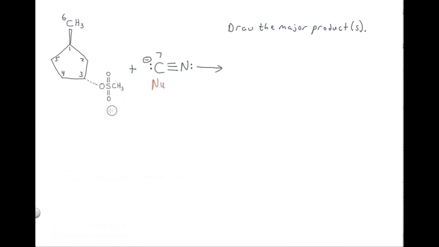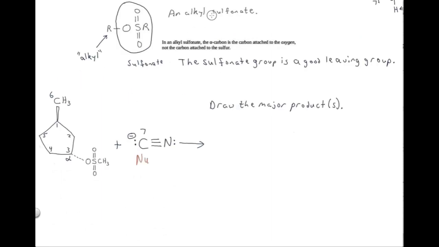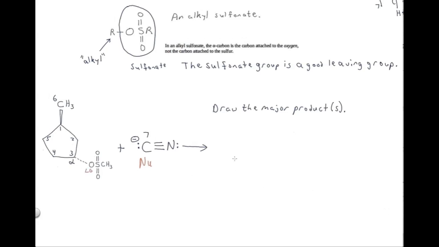And we know that a sulfonate group is a good leaving group. It helps to identify the alpha carbon here. Remember, in an alkyl sulfonate, the alpha carbon is the carbon attached to the oxygen, not the carbon attached to the sulfur. So we expect this oxygen attached to the alpha carbon to be the leaving group atom. So we're using, again, the ideas that we practiced in the previous problem, because this is another alkyl sulfonate group.